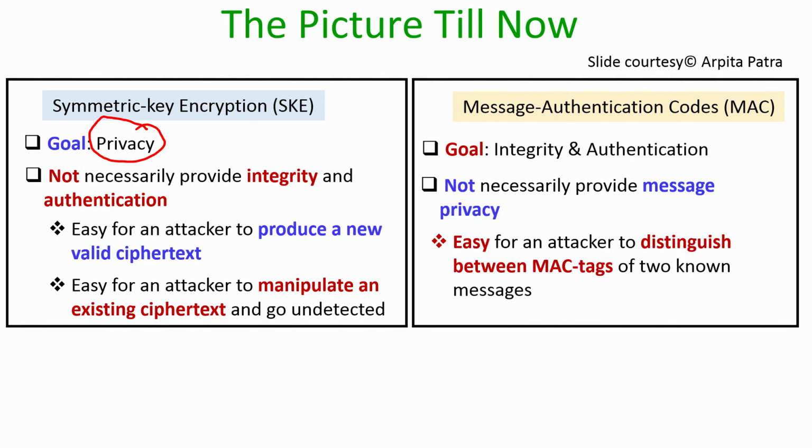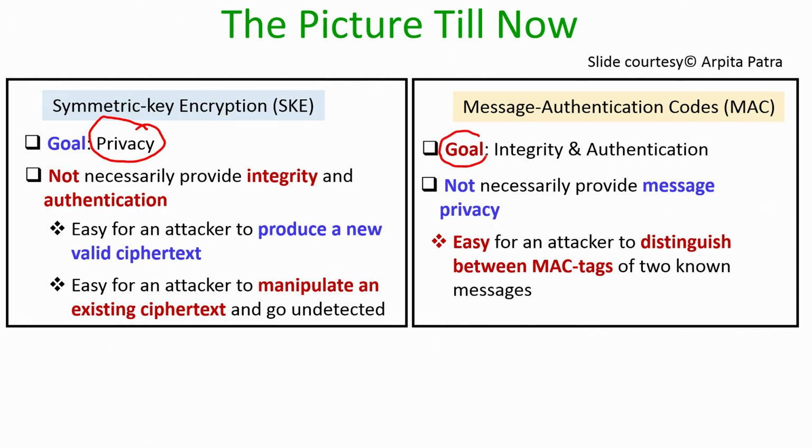Whereas, the goal of the message authentication codes is to just solve the problem of integrity and authenticity, and it does not provide message privacy. It is easy to see that for all the message authentication codes we have discussed till now, it is very easy for an attacker to distinguish the tags of two messages of the adversary's choice. That means we cannot say that the adversary cannot distinguish between the tag of message 0 versus the tag of message 1. It is very easy for the adversary to do that.